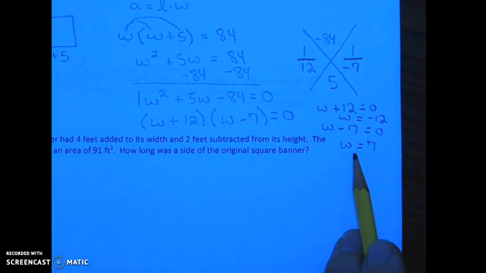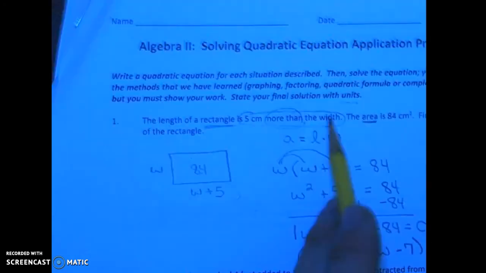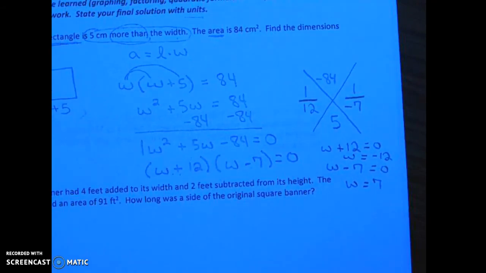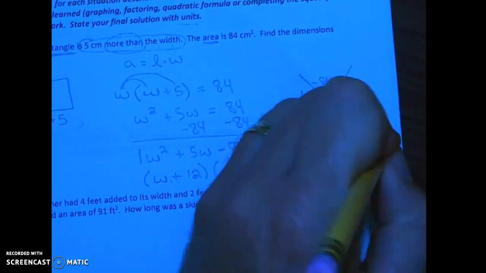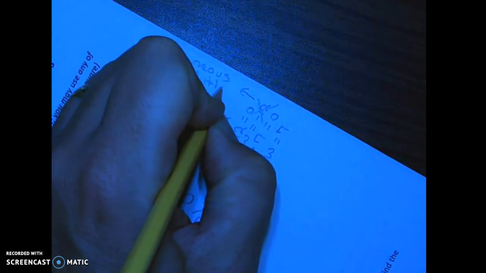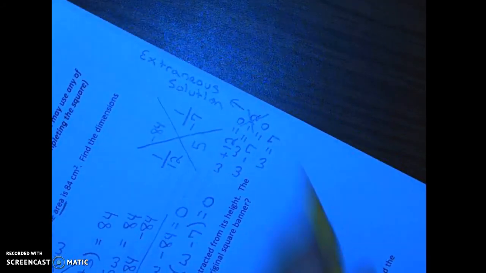So remember, this is a real-world application problem. So remember that w represents the width of a rectangle. So one of these answers is not going to work for us. Right, the negative number. Can't have a negative width. Since it is a solution, but it's not a solution that works, it's called an extraneous solution. An extra solution, but we don't need it.